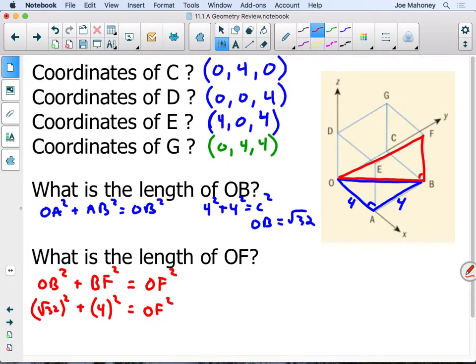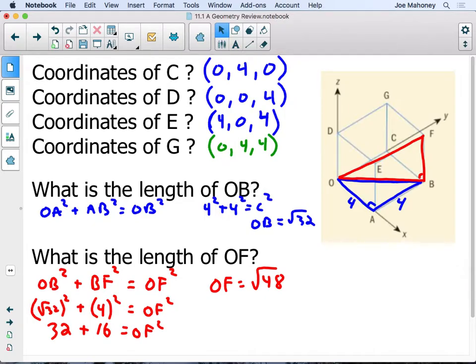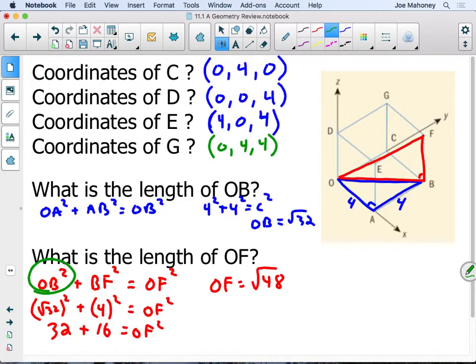And let's evaluate. When we square the square root of 32, we just get 32. So this becomes 32 plus 16 equals the square of OF. So OF equals the square root of 48. Very nice. Now, did you notice something as well? Did you notice that the length of OB is actually equal to that distance there?